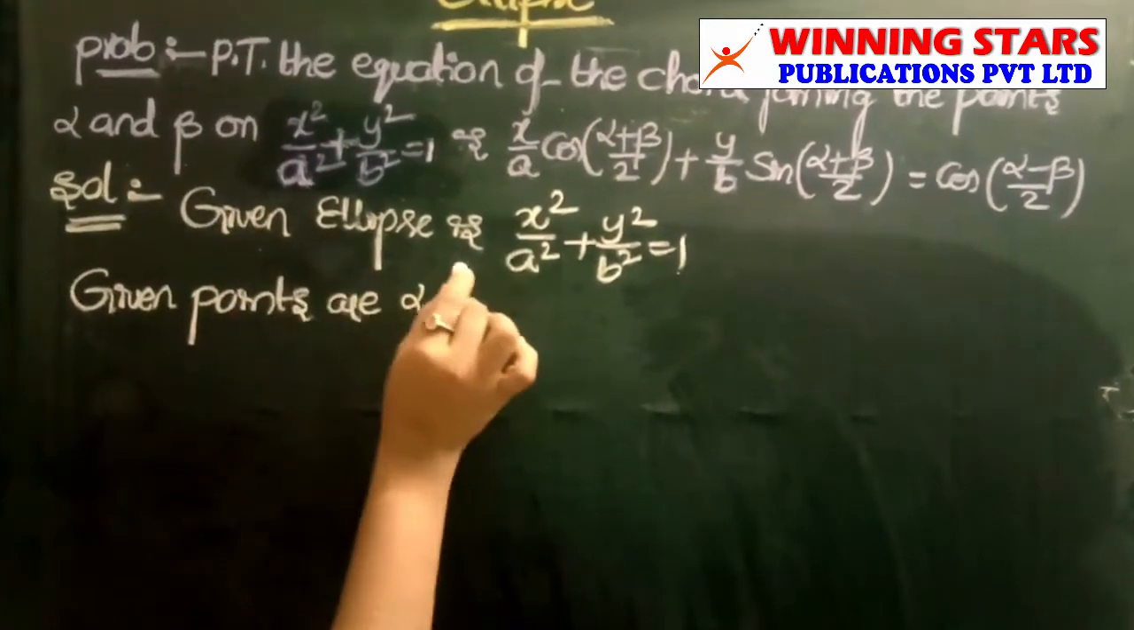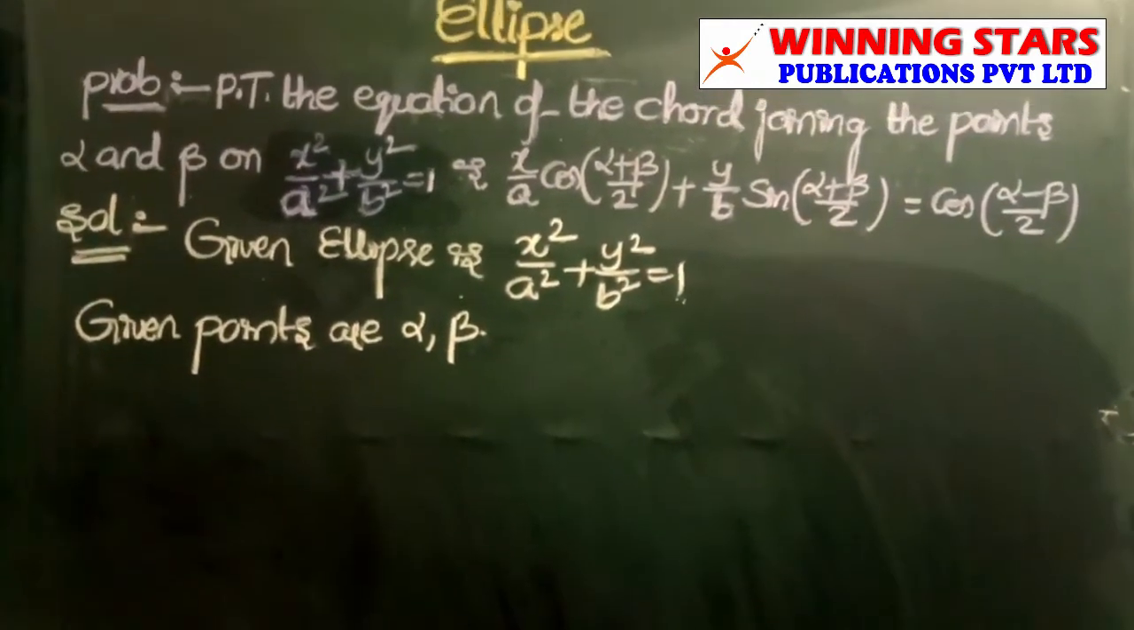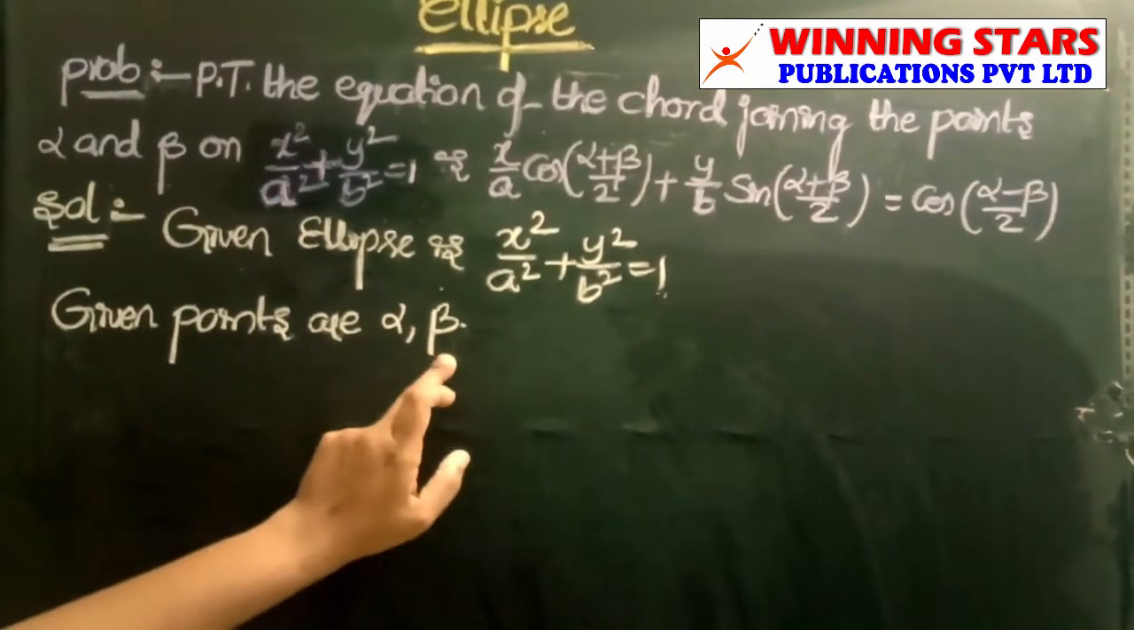So first we are writing the given ellipse equation here. Here the given ellipse is x square by a square plus y square by b square is equal to 1. The equation of the chord joining the points alpha and beta. So given points are here alpha comma beta.